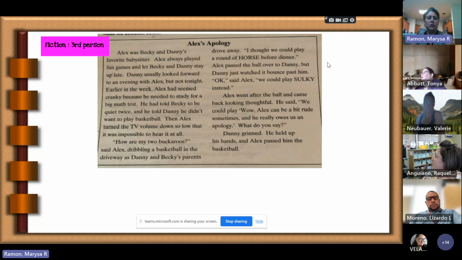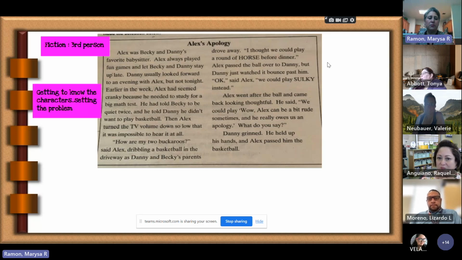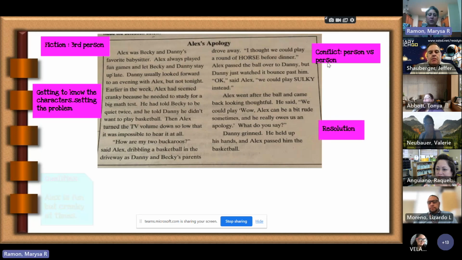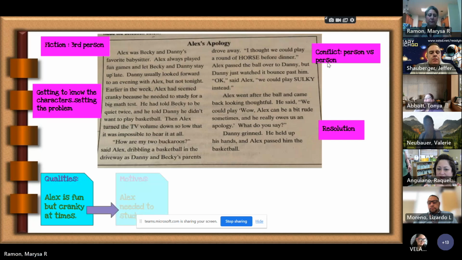And then I'm going to walk them through it on clicks. I'll read it, we'll talk about it, and then we'll walk through clicks, talking about the different components of the reading. So it's fictional, it's in third person. We're getting to know the characters and setting the problem here, the conflict is person versus person, and the resolution. And then we'll talk about the qualities.